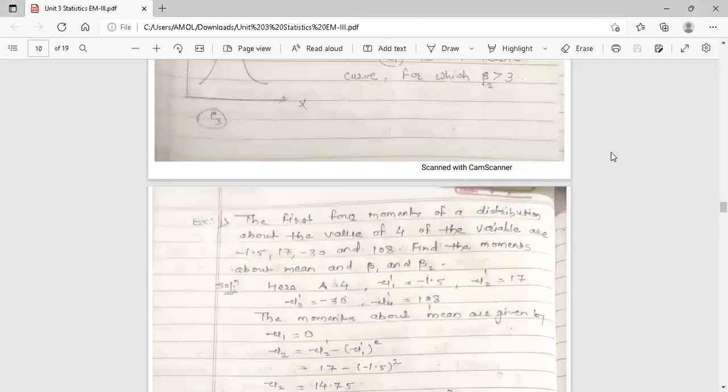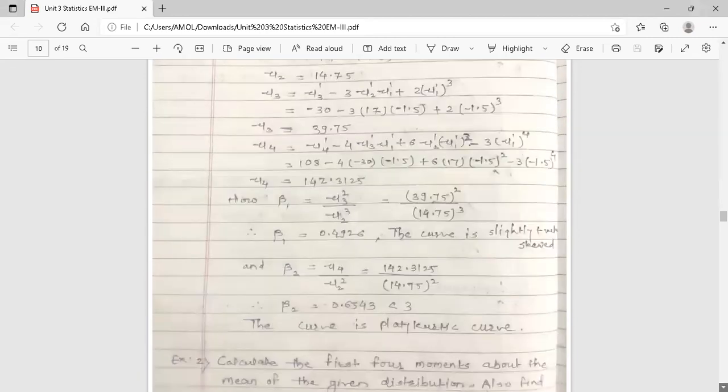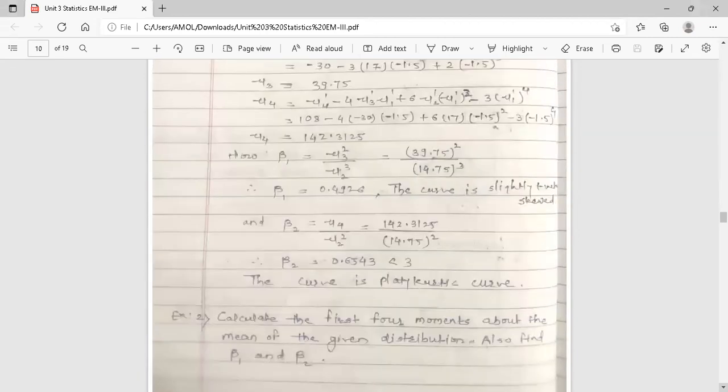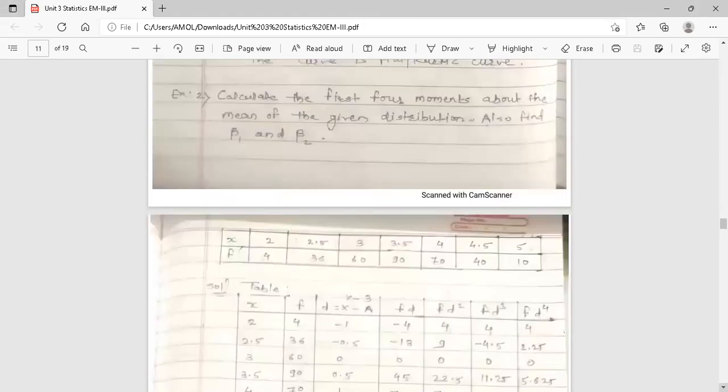Today's topic is examples on moment, skewness and kurtosis. In the last lecture, and also in previous lectures, we discussed some examples on moment, skewness and kurtosis. Now, one more example on moment, skewness and kurtosis.